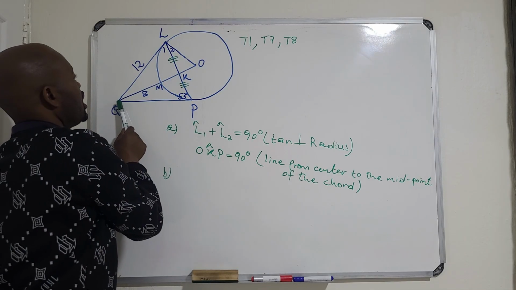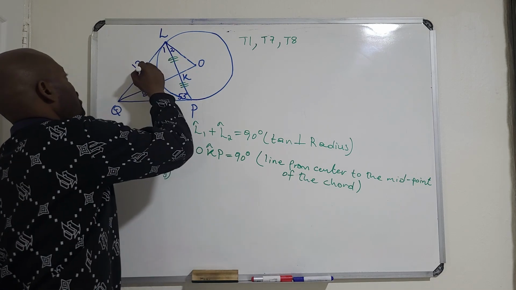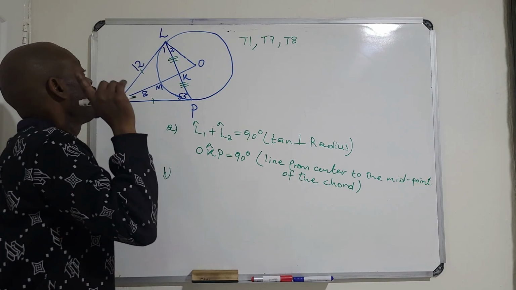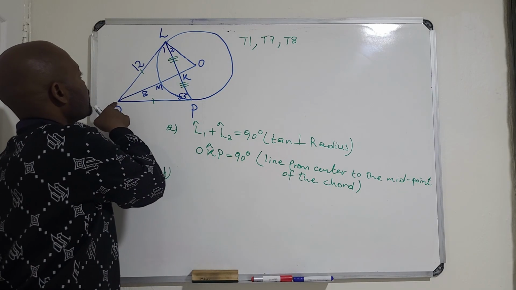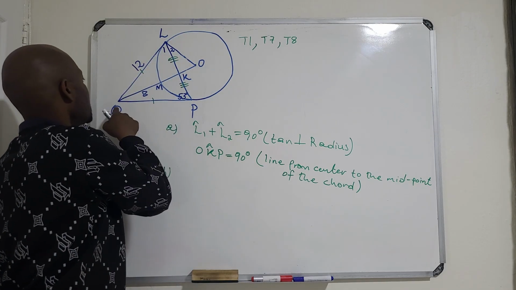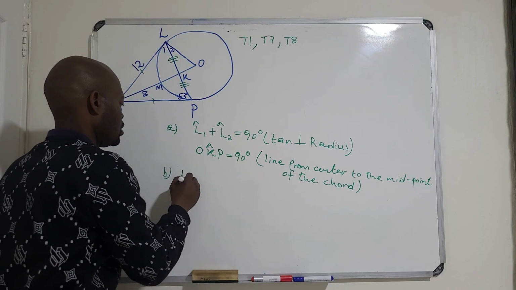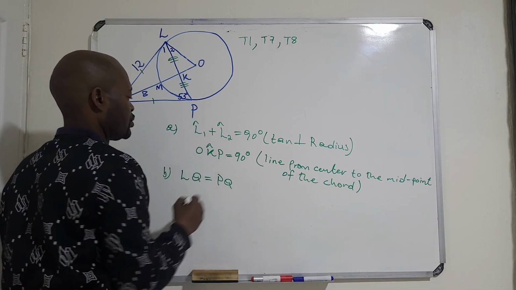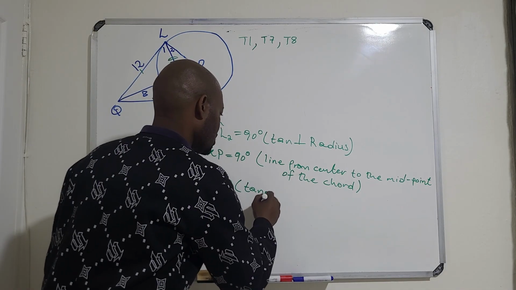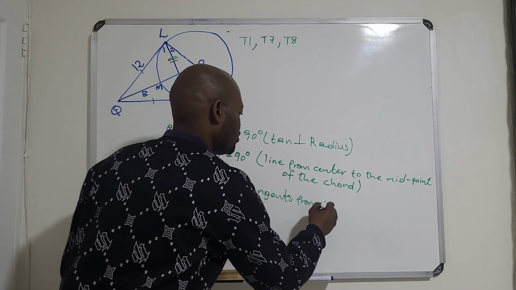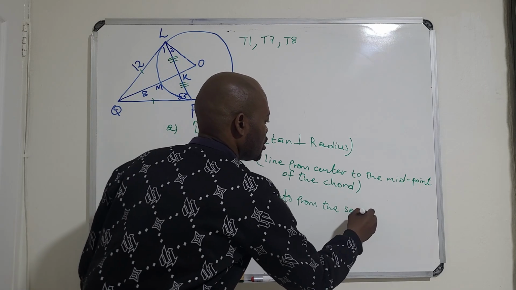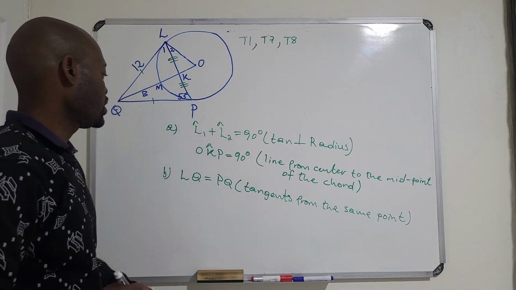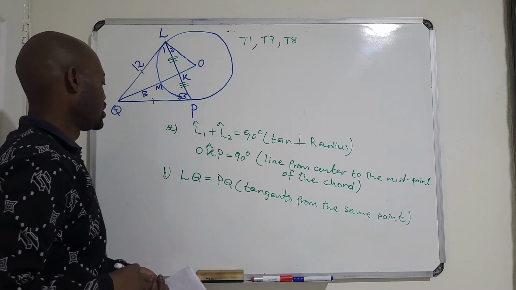Tangents from the same point have equal lengths. Therefore, tangents from the same point, which is Q, have equal length. Therefore, LQ is equal to QP. LQ is equal to PQ. Reason: tangents from the same point, we know they have equal lengths.